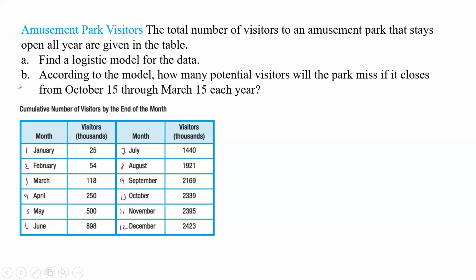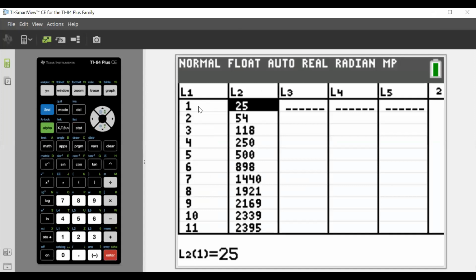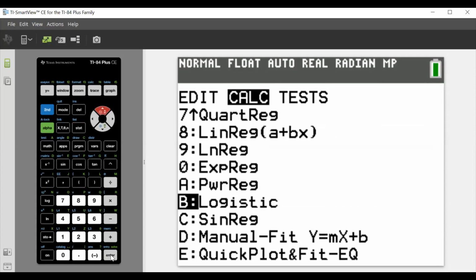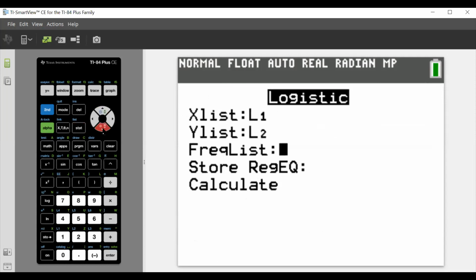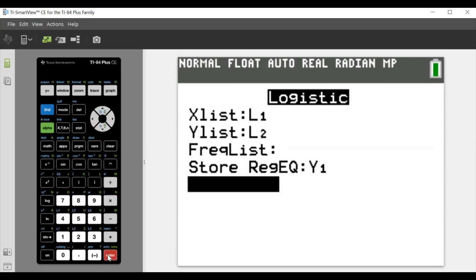All right, so first we have to find the model. So let's go ahead and go over here. And again, I've gone ahead and input the data. Now notice I put January, February, March; I numbered them 1 through 12. Then I went ahead and put in our data. And so now we have to do our logistic regression, which is B. Hit enter, go down. We want to put that in there. So we want to make sure we put vars 1, 1.